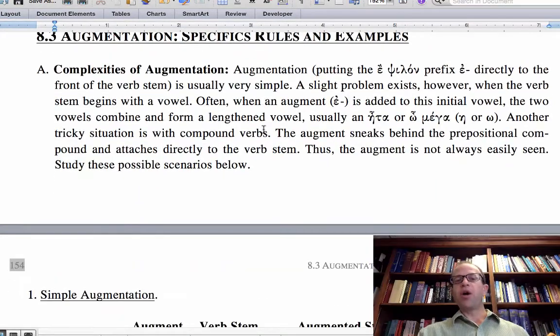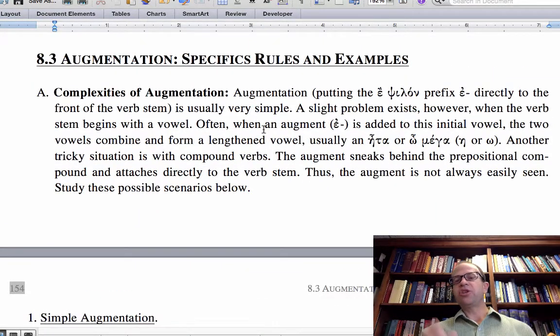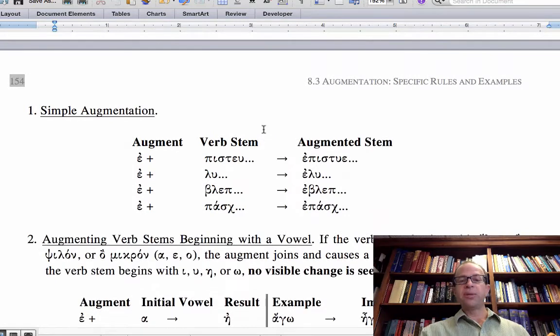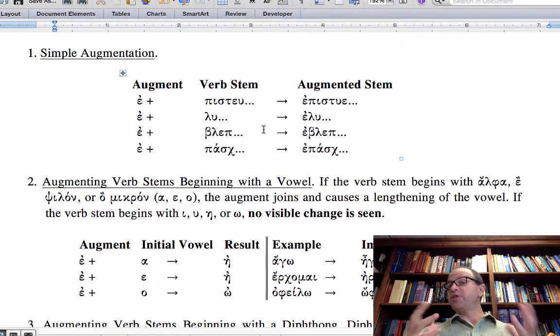Let's talk a little bit more about augmentation. Augmentation is the process of adding an epsilon, the augment, onto the verb stem. There's some complexities here because not all verb stems are the same. Some begin with vowels, some have prepositional prefixes, and so the augment will function differently to be added to the front of the verb stem. So simple augmentation is rather simple, that's why it's called simple. The augment is added directly to the verb stem.